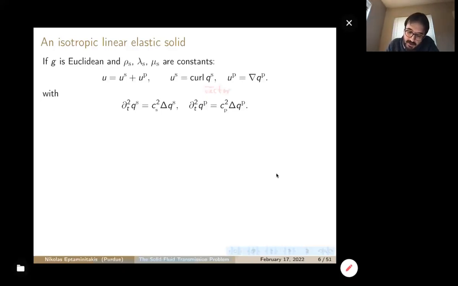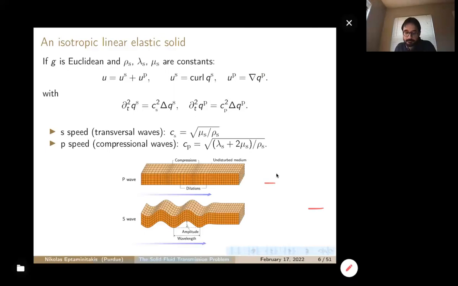And you can write the P waves as the gradient of a scalar potential, where those potentials satisfy a principally scalar hyperbolic equation, and here we get the usual wave equation with speeds C_S and C_P, where those speeds are given by certain ratios between the Lamé parameters and the densities. And an important observation here is that, if the Lamé parameters are all positive, the P speed is always greater than the S speed.